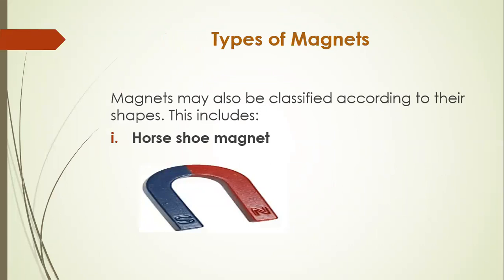Now let's move on to the types of magnets. Magnets can also be classified according to their shapes. This includes the following. The first one is a horseshoe magnet. It looks like a horseshoe, so it's the first of these magnets based on their shape. So their shape is like a horseshoe.